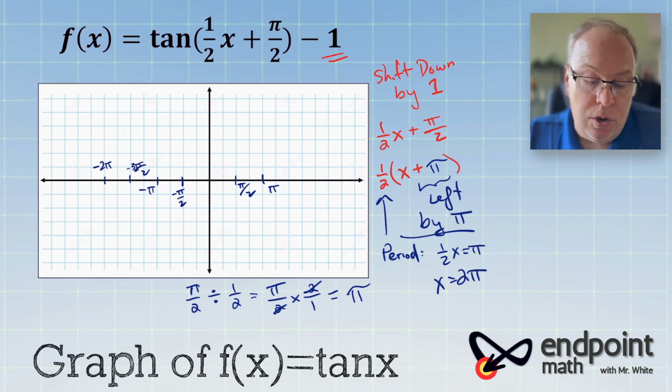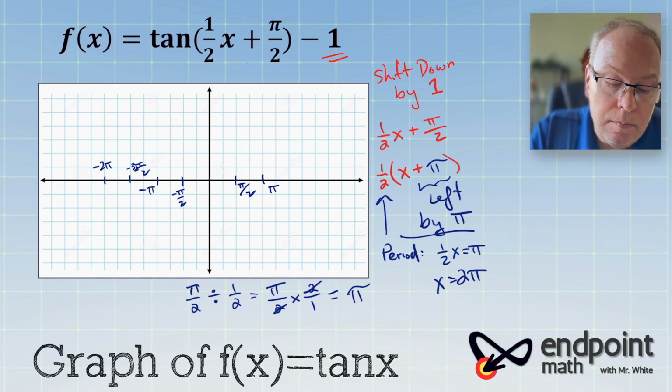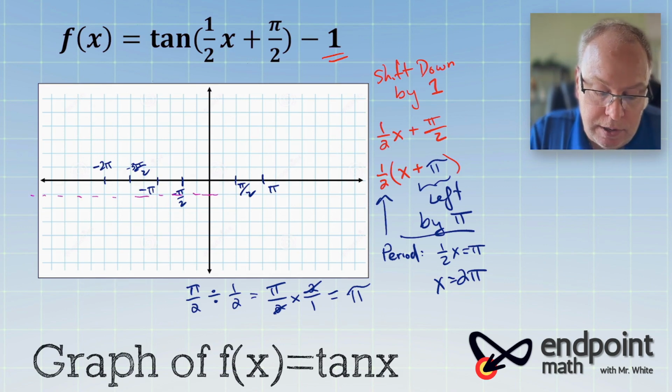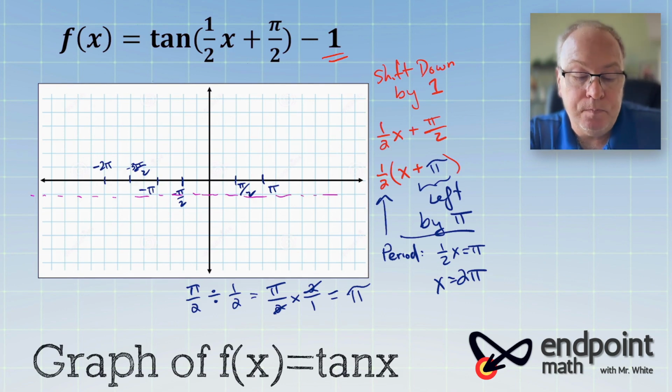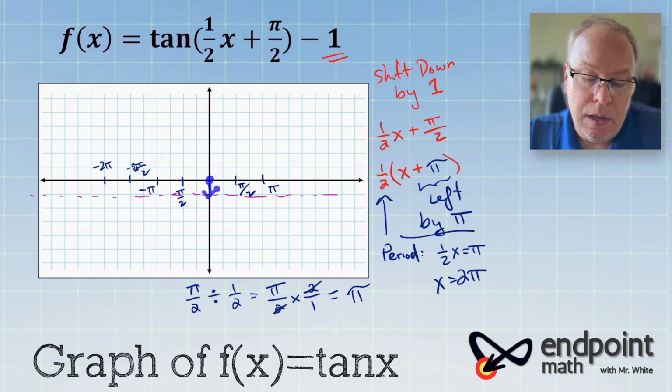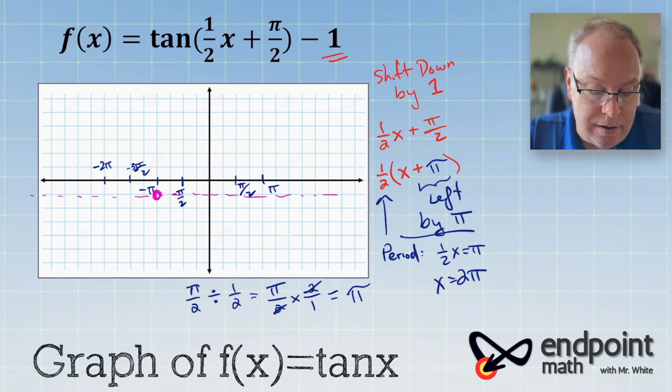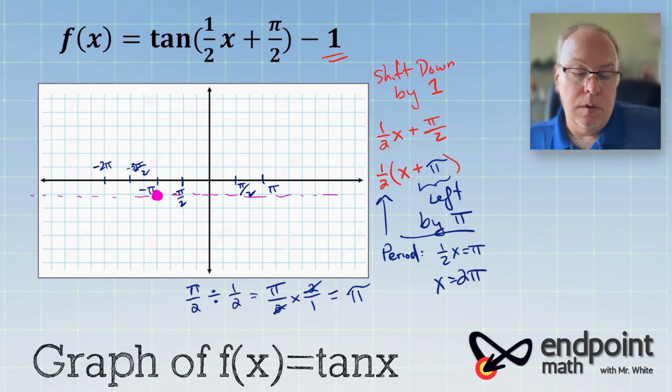All right, so let me draw the new midline here too. This is the middle down here, because remember it was shifted down. All right, so I'm shifting, it used to be here, I'm shifting down by 1, and then I have to go to the left by pi. So that puts my center dot right here. So I went down by 1, and then I went to the left by pi.